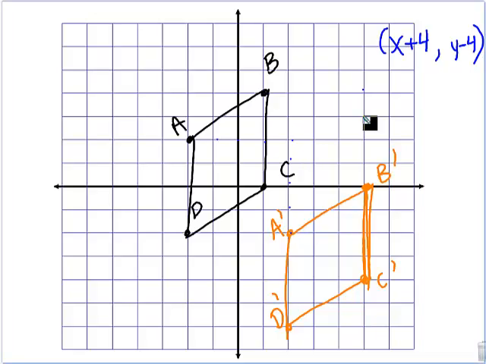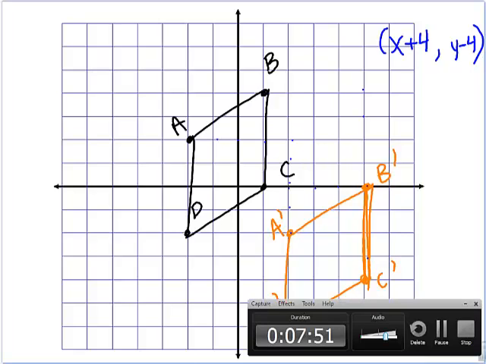It doesn't matter which one you use, they'll all be the same. So if I did it for C here, 1, 2, 3, 4 over, 1, 2, 3, 4 down. They're all the same. Okay? So you have another worksheet.